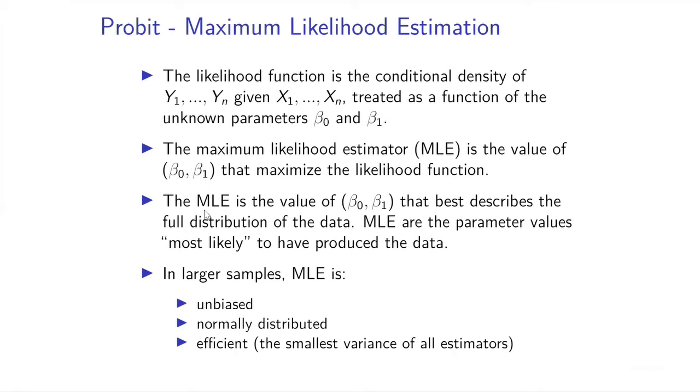In large samples, MLE is unbiased and consistent, normally distributed and efficient. Unbiased means that the expected value of MLE is equal to the true value. Consistent means that as the sample size increases, the estimated standard error for the coefficients becomes smaller. And efficient means that the standard error of the MLE is the smallest among all estimators. Because the MLEs are normally distributed, we can perform the standard inference tests such as F-test and t-test on the MLEs.